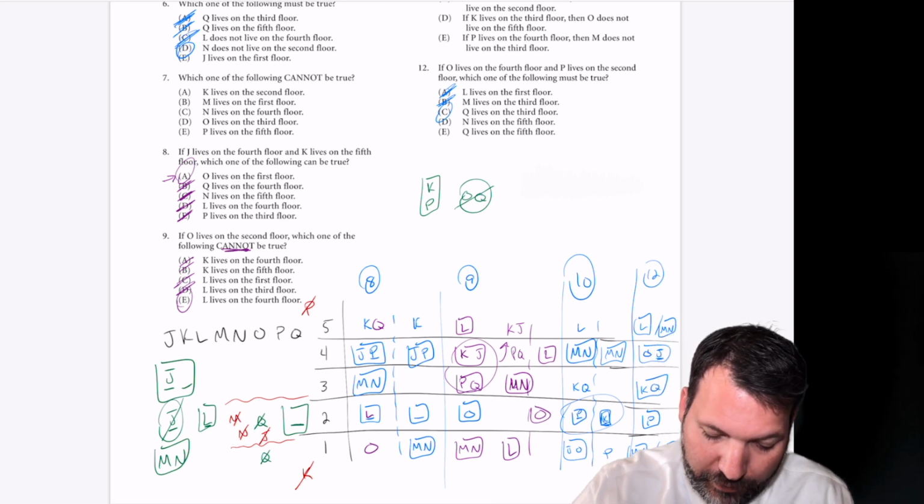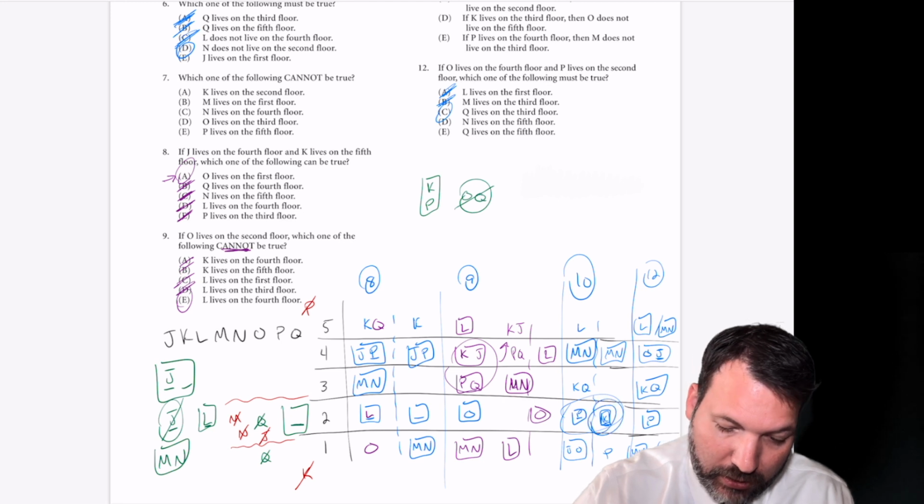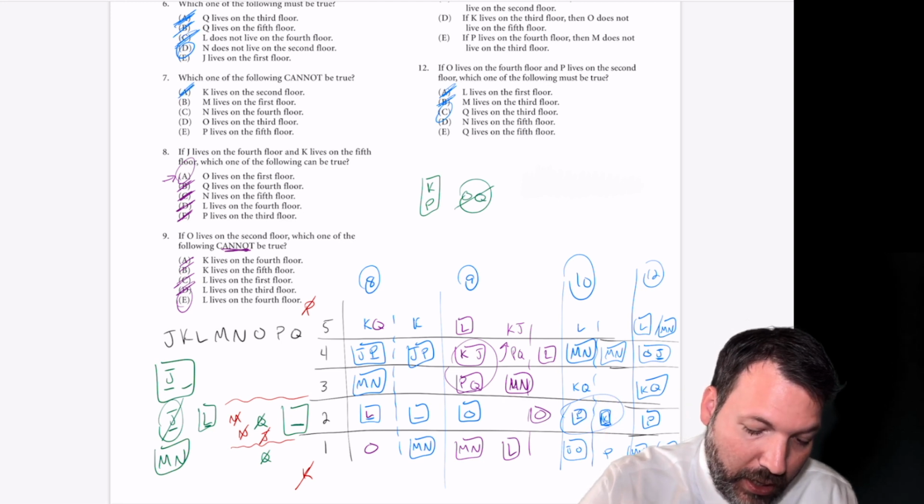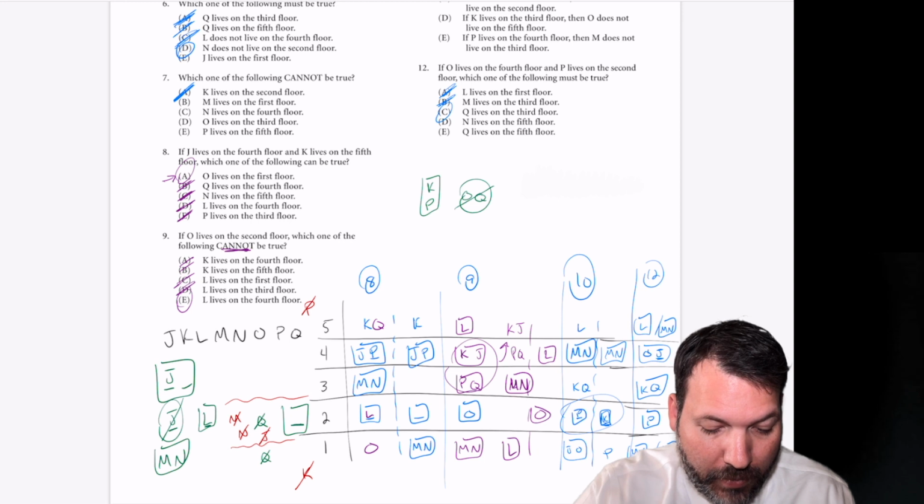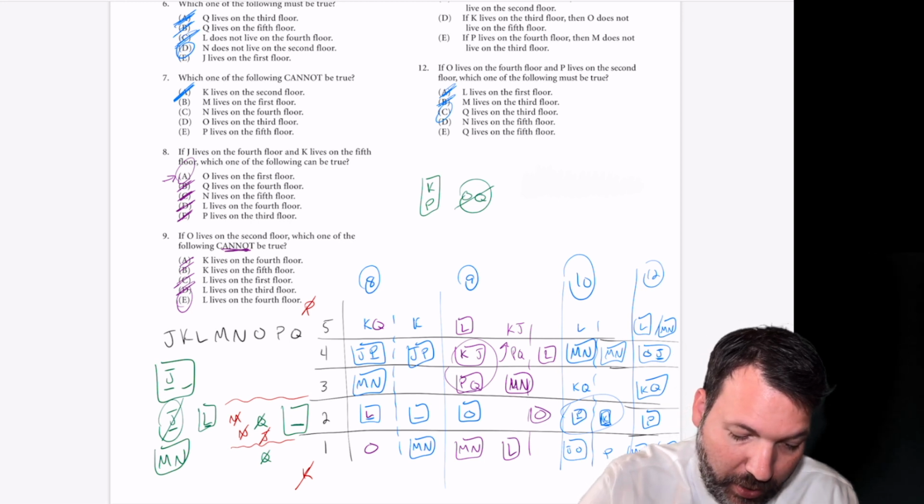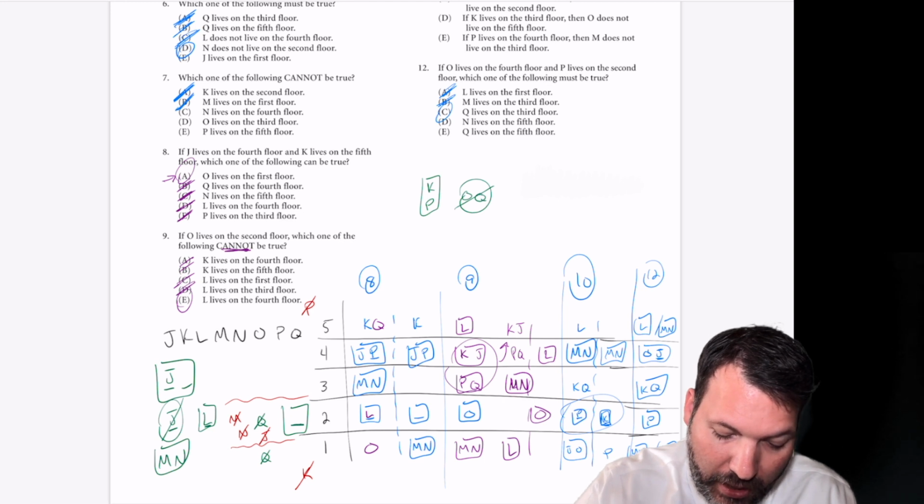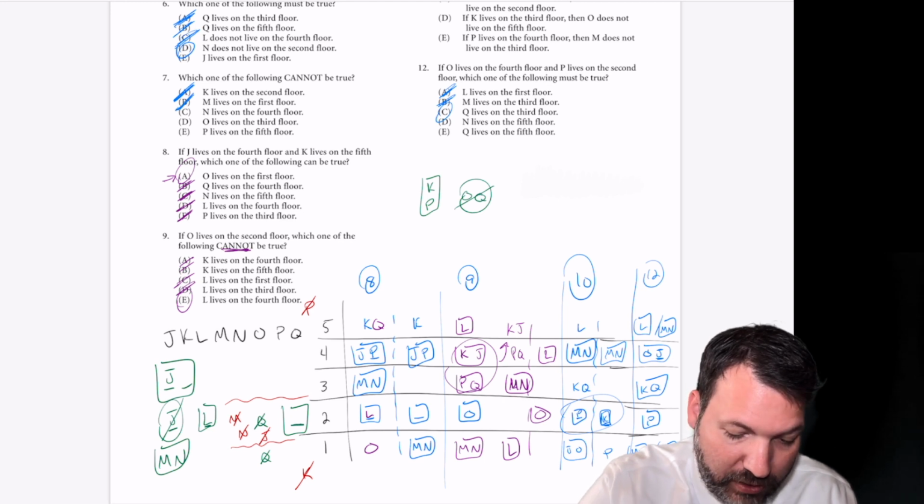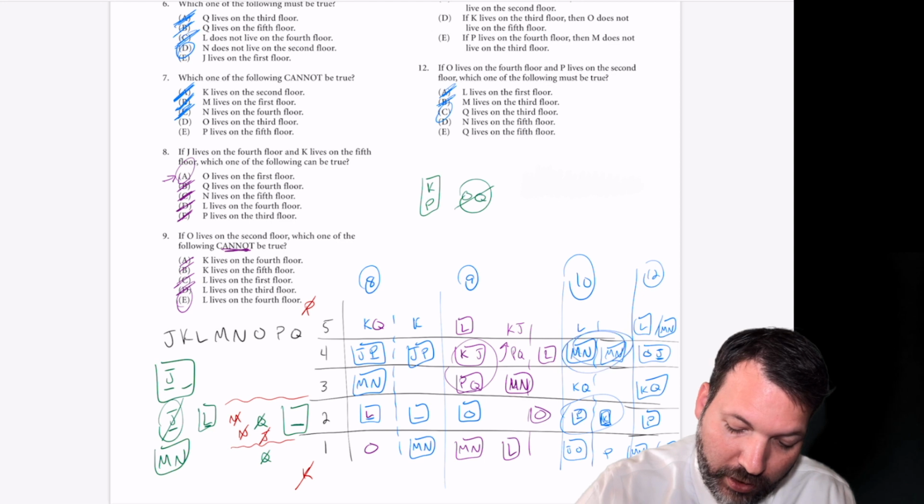So which one of the following cannot be true? K lives on the 2nd floor. Have we ever seen it? Yes. Saw it on number 10, so it's not a must be false. M lives on the 1st floor. Definitely possible. We've seen that several times. N lives on the 4th floor. I've seen that before. That happened over here on number 10.